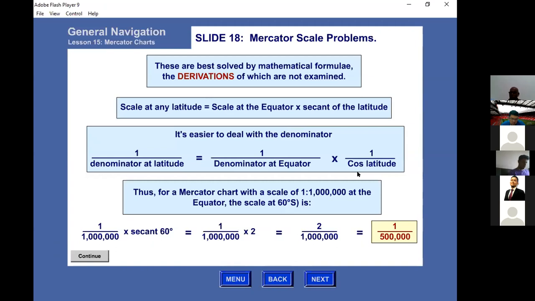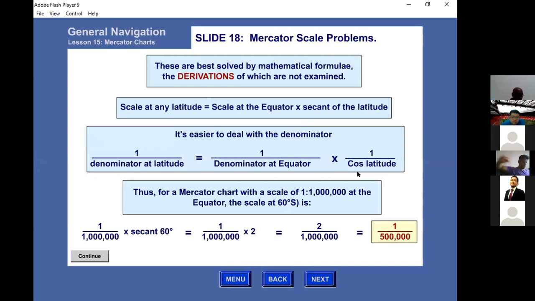I showed you this method when we were discussing scale. You all have forgotten. Remember when we discussed scale, I said deal only with the denominator. You will find it simpler on your calculator.